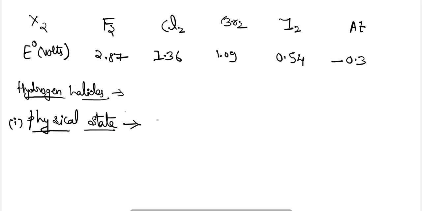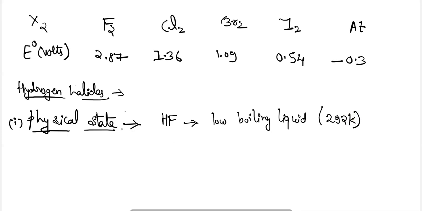Hydrogen fluoride is a very low boiling liquid. If we are talking about HF, it is a liquid with a very low boiling temperature, only 292 Kelvin. The boiling point for hydrogen fluoride is 292 Kelvin. While HCl, HBr and HI, they all are gases.